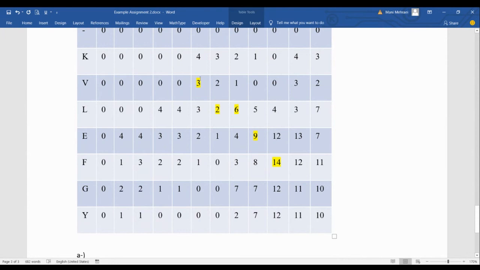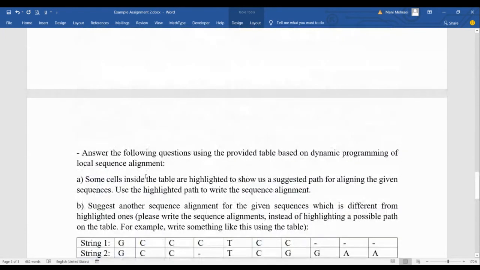We showed you one example, like this path. Okay, what's the question? Some cells inside the table are highlighted to show us a suggested path for aligning the given sequences.